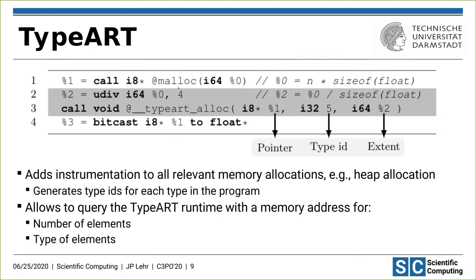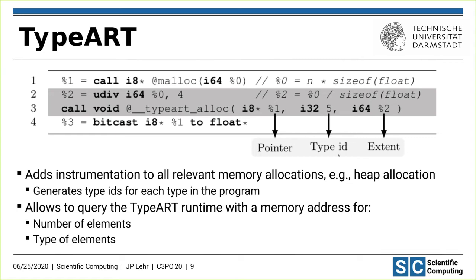If we have a malloc call here that allocates %0 bytes, where %0 is the variable that holds the number of bytes that it should allocate, we insert a call that computes the actual number of elements that is allocated here. So we know from the example that we have a float here. And so we compute %0 divided by the size of the float to get the number of elements, what we refer to as the extent.